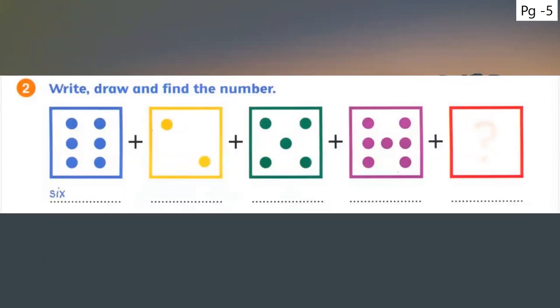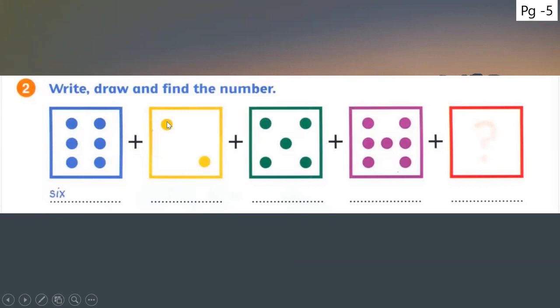So you can see this one on page number five. You have to write, draw, and find the number. So can you count the dots? Please count the dots. Here, one dot, two dots, three, four, five, six. So you have to write number six. You have to write six in words: S-I-X, six.